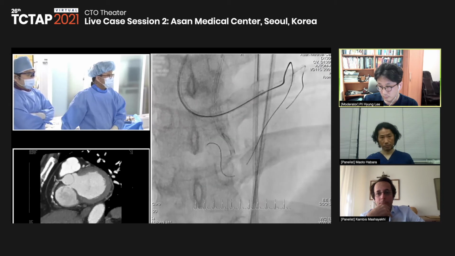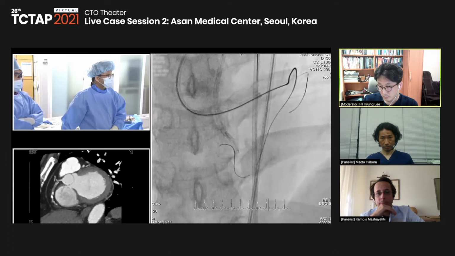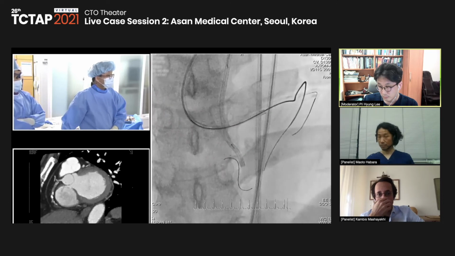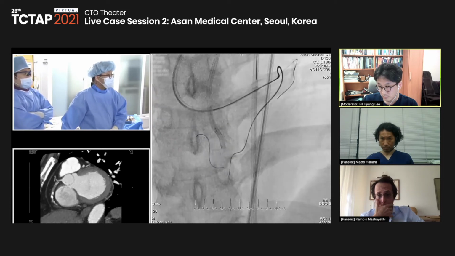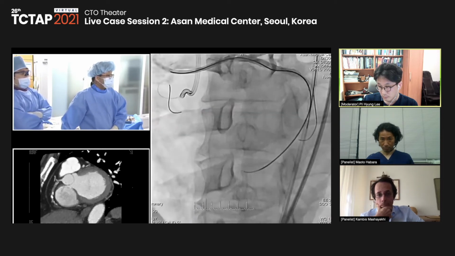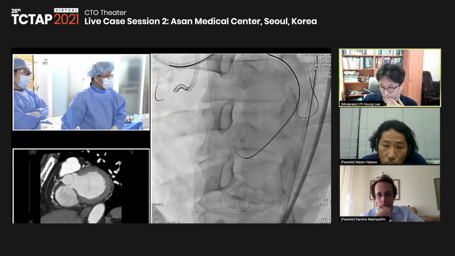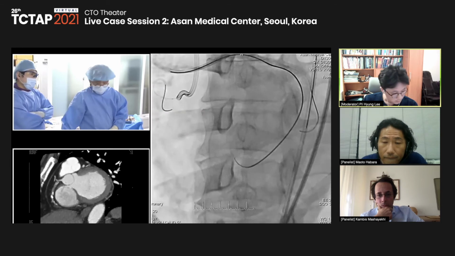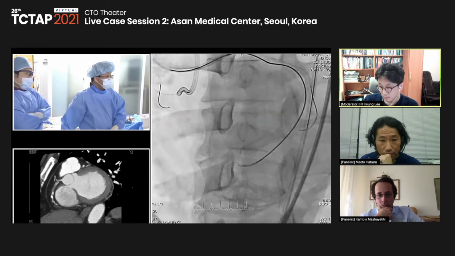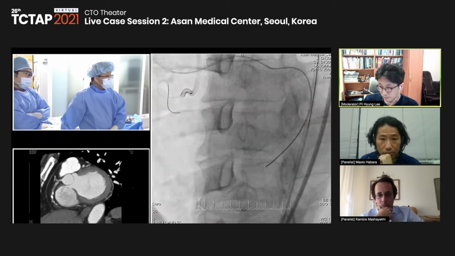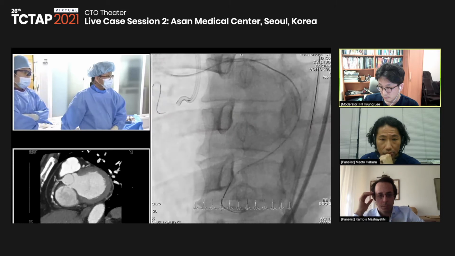And then I ballooned the stent throat with a 1.25 balloon, and I changed the microcatheter to the Corsair Long. The reason why I used the Corsair was that I wanted to drill the Corsair through the distal RCA, which was another CTO or a stenosis portion. This is the process that I did.